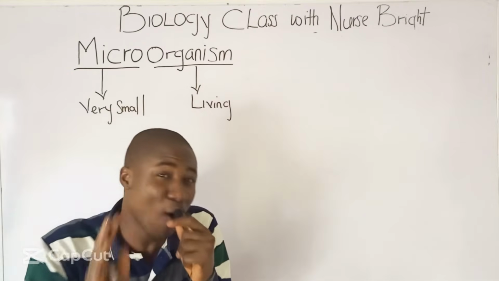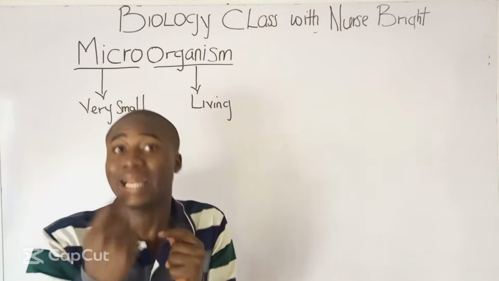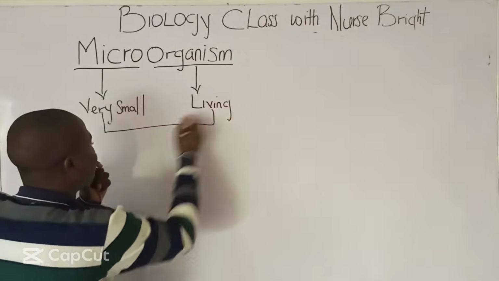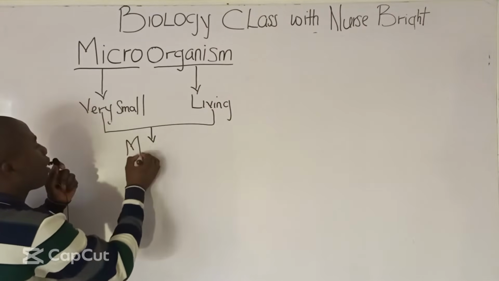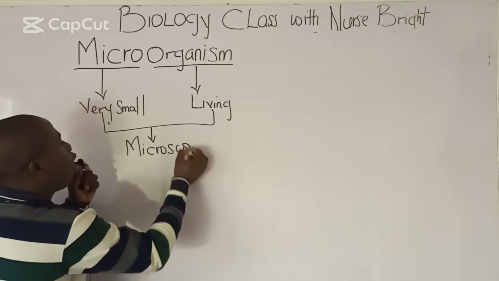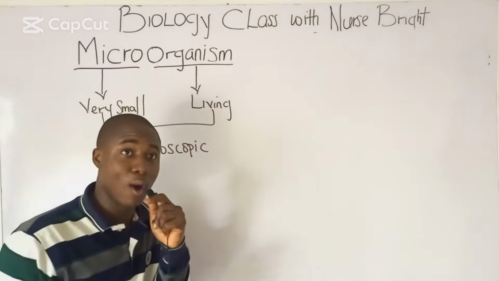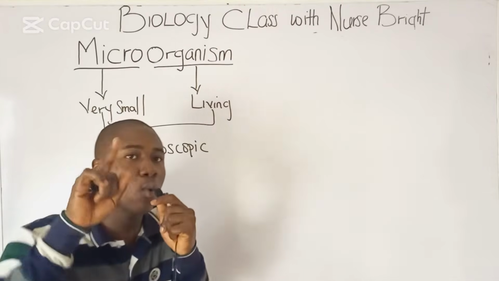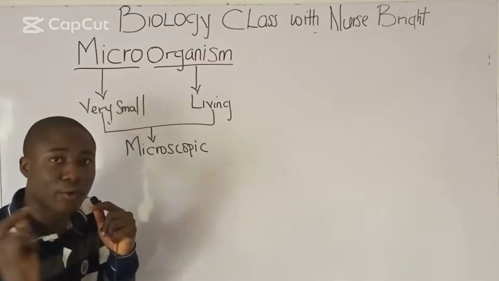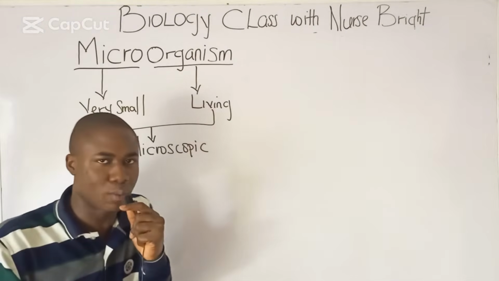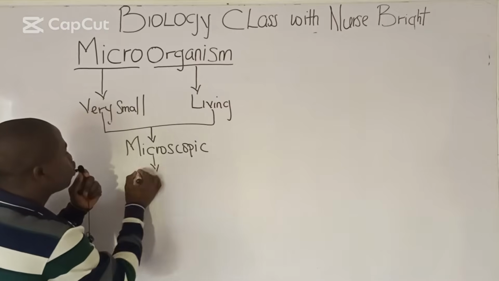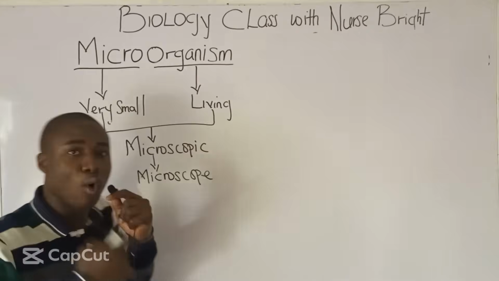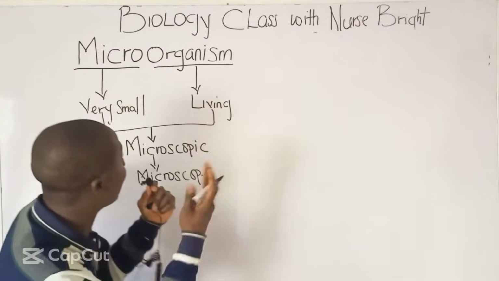And this set of organisms cannot be seen with the naked eyes. So we can as well say that microorganisms, these very small living organisms, are microscopic organisms. They are microscopic because we can't see them with our naked eyes. So what do we use to view microorganisms? This is done by an instrument called the microscope. So the microscope is used to view microorganisms. This must be noted about microorganisms.